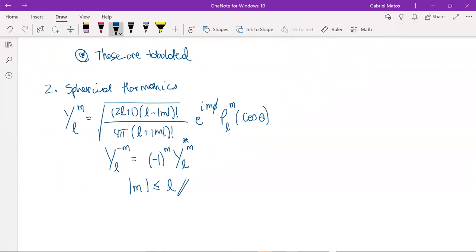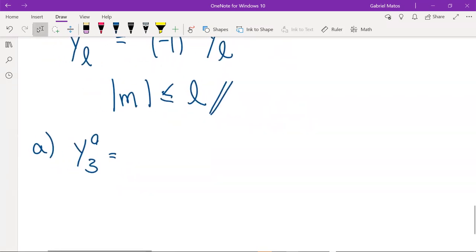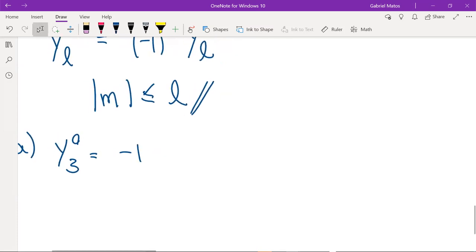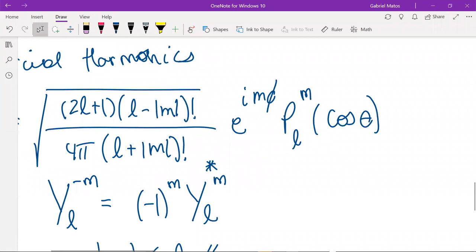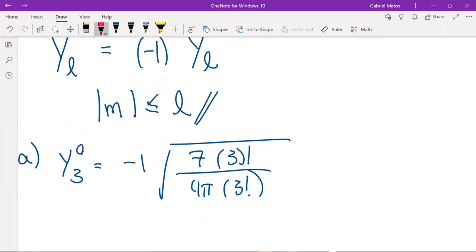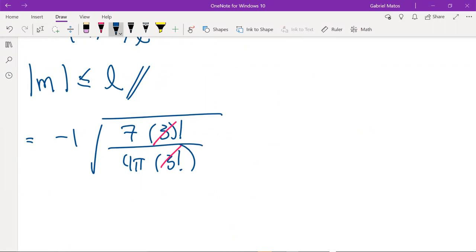To compute these, it's not much harder than what we did above. And here's where using the tabulated associated Legendre polynomials comes in handy, just so you don't have to keep computing these over and over again. But were you to do it, let's say you were to calculate Y_3^0, which is part A, up in front I believe you're going to get a minus one. And you're going to get something like the square root of 7 times 3 factorial over 4 pi times 3 factorial. It's just a matter of plugging into the formula. These two things are equal, so you can cancel them out, which is good and handy. We, in theory, have an e to the i M phi, but M here is 0, so we have just 1. And then we're also going to have the P3/0 of cosine of theta. Okay.